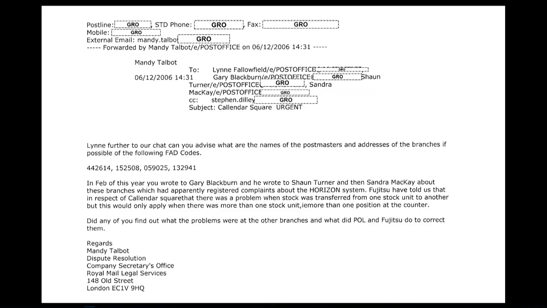I don't recall. It was very little. Can you recall whether that suggestion there, that the bug would only apply where there was more than one stock unit, i.e. more than one position at the counter, is accurate or not? No, but I've watched Anne's testimony, so I saw what she said about it, but that's why I can recall something now, but only what she said then. Okay, and so if I ask you questions about that, you'd be replaying to us what you saw Anne say last week? Yes, I would. Okay, can we go to the top of the page, please?